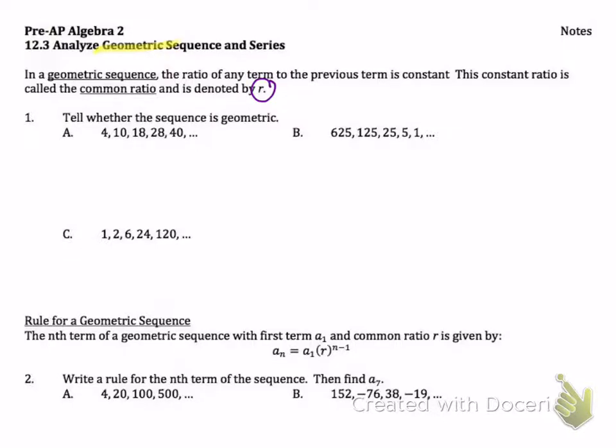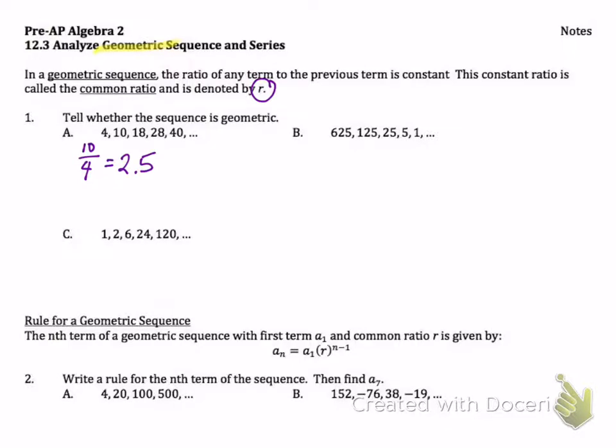So in number 1, for A, B, and C, we're going to take the second term and divide it by the first term, so the previous one. And if they all have the same ratio, then that would mean that it is geometric. So if we look at A, I'm going to take the second term, which is 10, and I'm going to divide it by 4. And you could use your calculator, but it is 2.5.